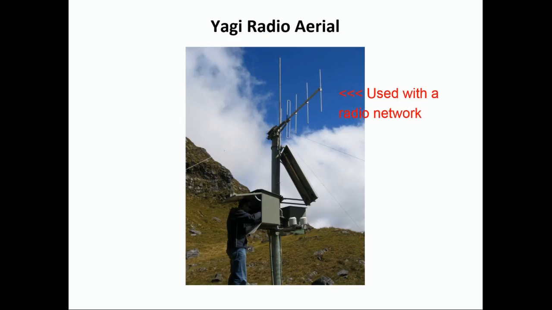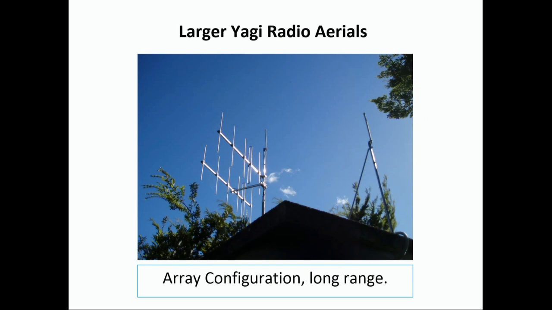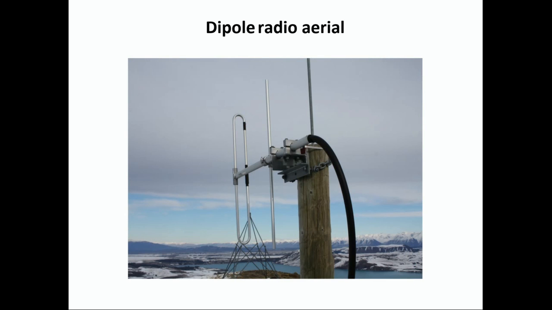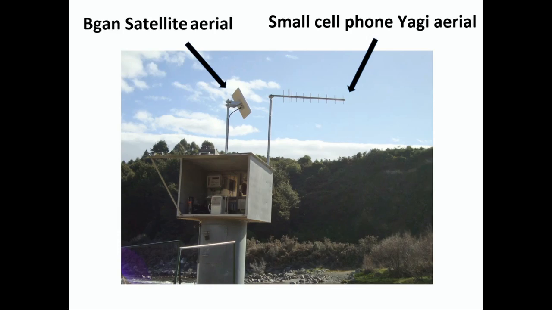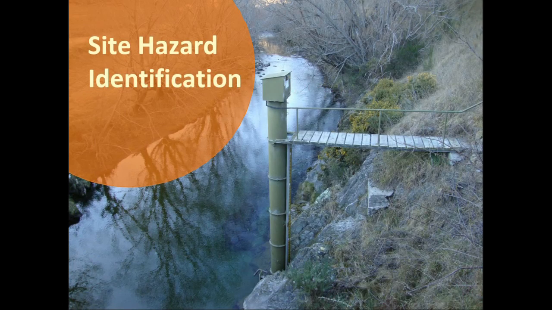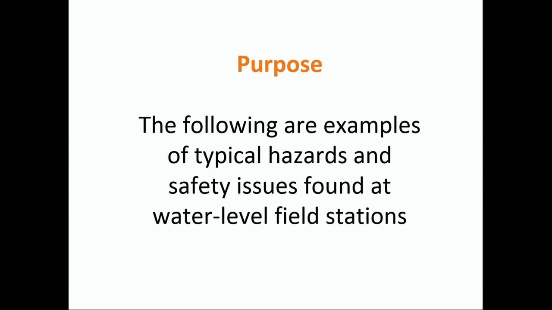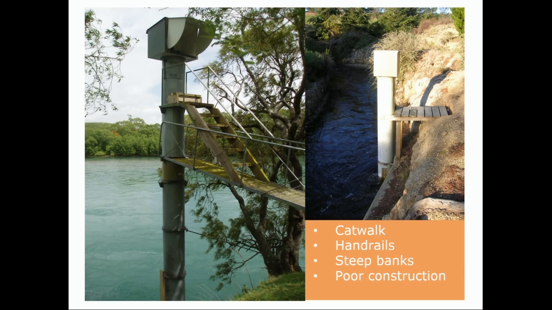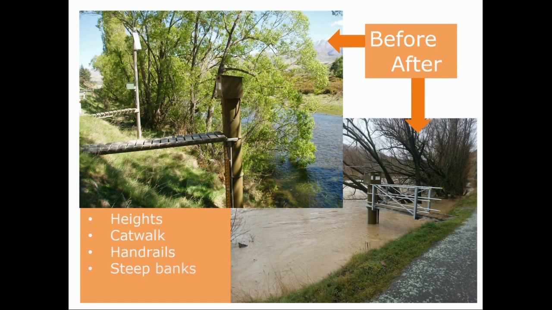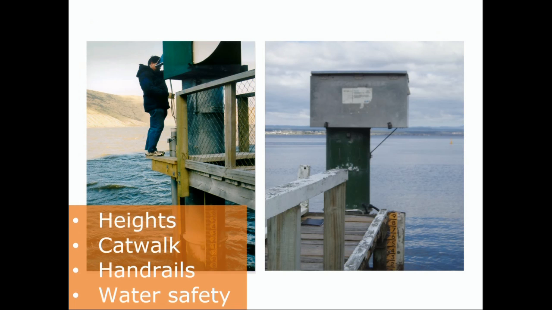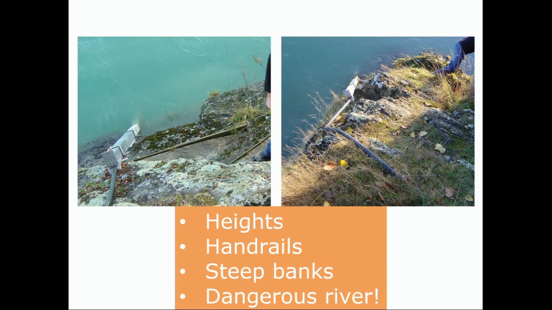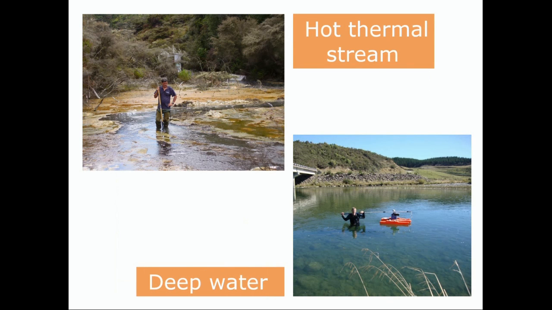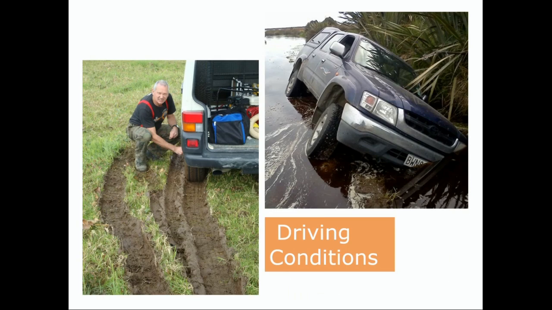And then communication devices, this is how we're getting our data back, so telemetry, different types of aerials. Site hazards, so again a PowerPoint just with some examples of maybe bad installations, dangers to look out for. Good, the bad, steep banks, hard to read staff gauges, difficult conditions.